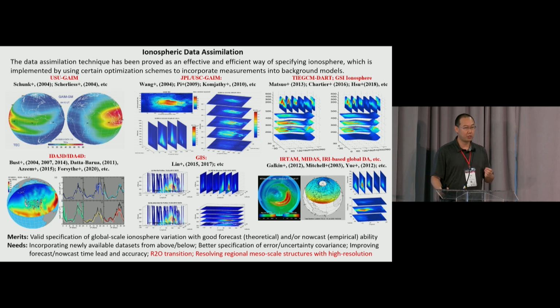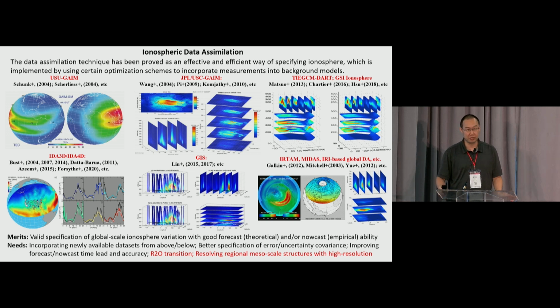And some other models use coupled ionosphere-thermosphere background models, such as TIEGCM and DART combined together. And some of the models use empirical background models because they have very low computational cost, such as IDA3D, IDA4D, Global Ionosphere Specification, IRI-based products, MIDAS, as well as a lot of other IRI-based data assimilation products. These have the merit of providing a global scale specification of the ionosphere.